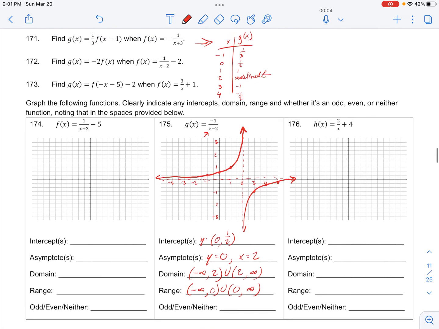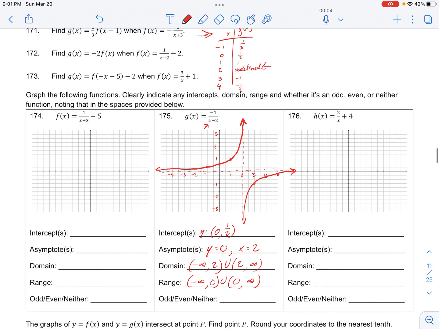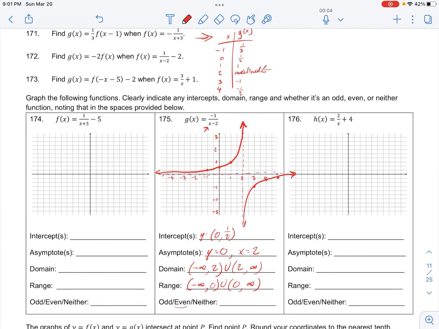And now we look at our symmetry. If we had even symmetry, then across the y-axis, our function would be symmetrical, so it is not. And if we had odd symmetry, then we would have a rotational symmetry. So if we rotate it 180 degrees, it would map onto itself, but that does not occur either. So we have neither for our symmetry.